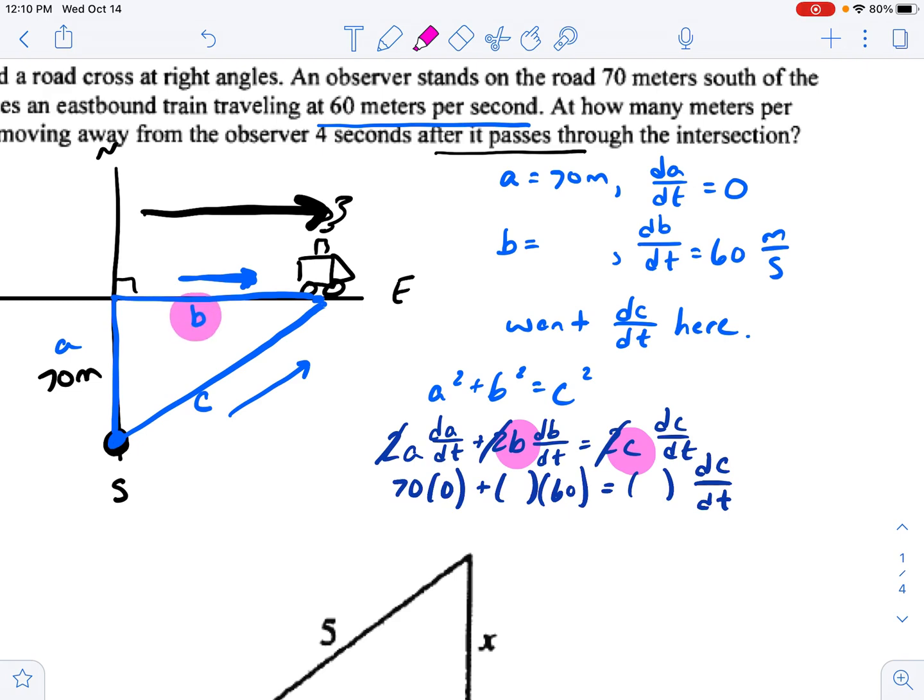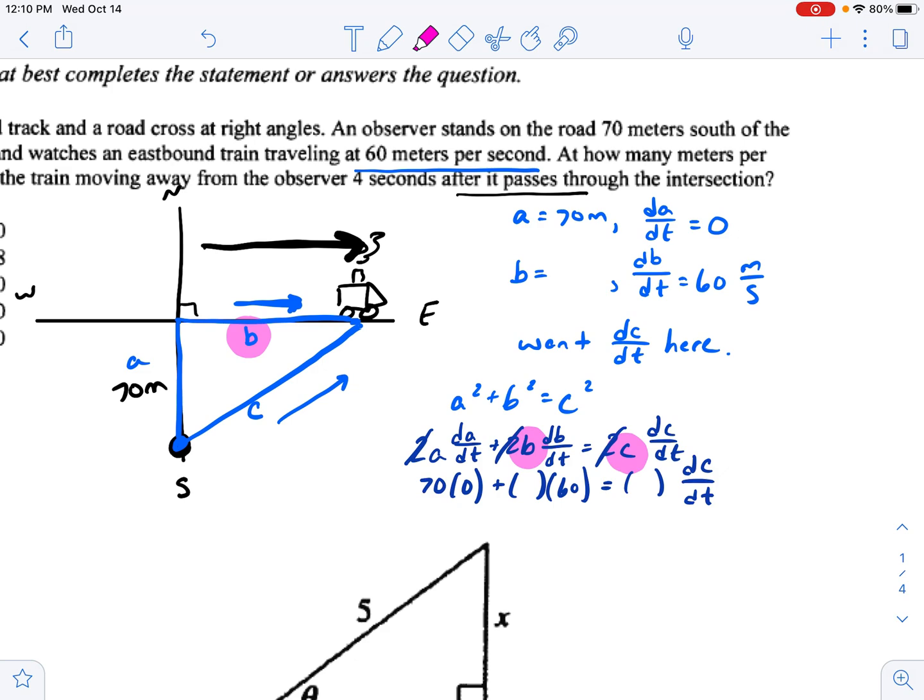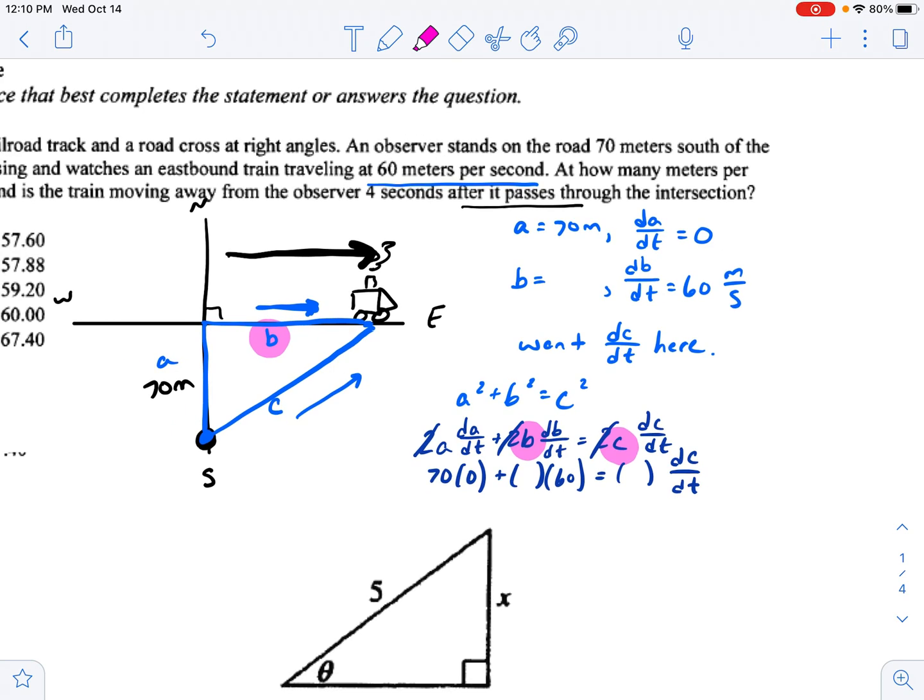I think we're going to get B first. Okay. Length of side B. Well, what do we know? We know that the train is traveling at 60 meters per second, and this occurs 4 seconds after it passes through the intersection. So how far would that train have gotten over those 4 seconds? Well, it looks like B is going to be 4 seconds times 60 meters per second for 240 meters in length. Okay, so we can come up with that from the given information.